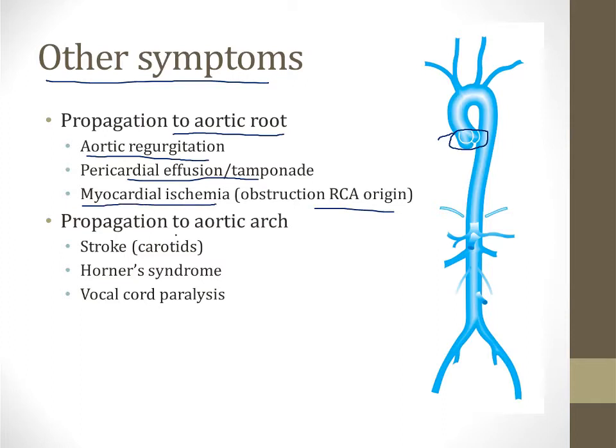If the dissection propagates to the aortic arch, it can cause a stroke by disrupting blood flow into the carotids. It can interrupt the sympathetic nervous system chain and cause a Horner syndrome. And then finally, it can cause vocal cord paralysis by disrupting the recurrent laryngeal nerve.